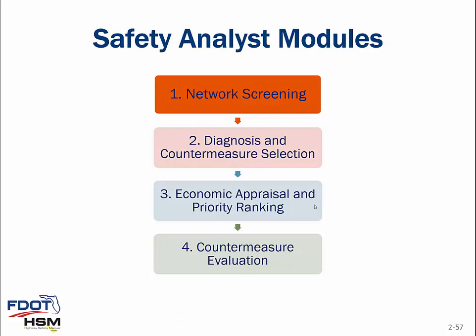Within the analytical tool, we can perform all the steps in the roadway safety management process. We can identify locations with the greatest potential for safety improvement. We can perform site-specific diagnosis to identify crash contributing factors and crash patterns. We can select countermeasures. We can conduct economic appraisal and prioritize safety improvement projects. And finally, we can evaluate countermeasures.